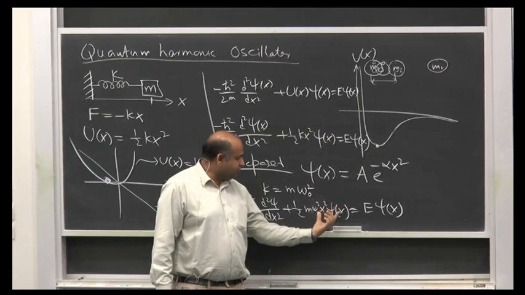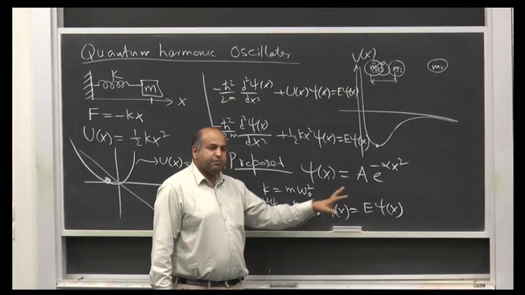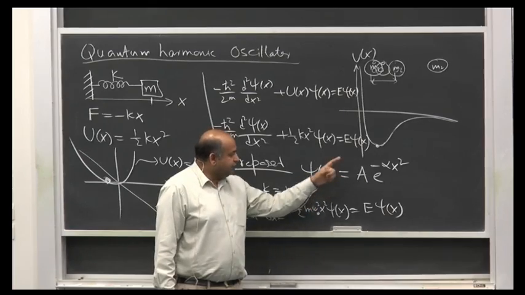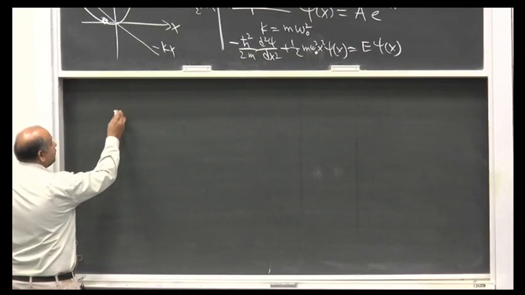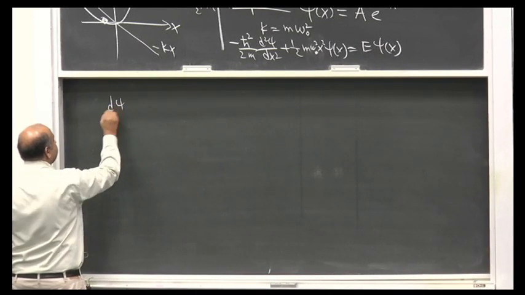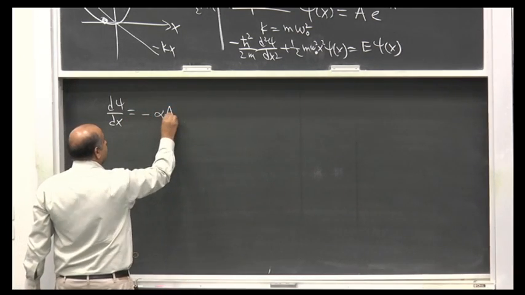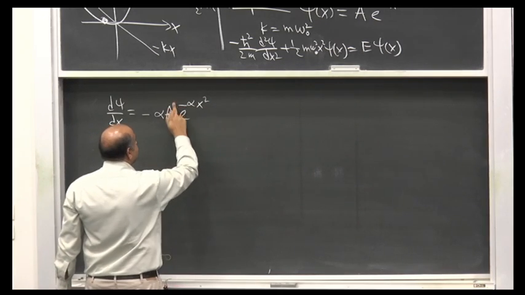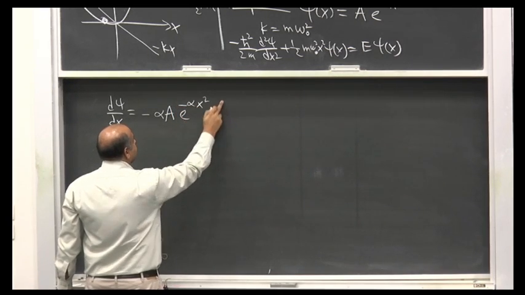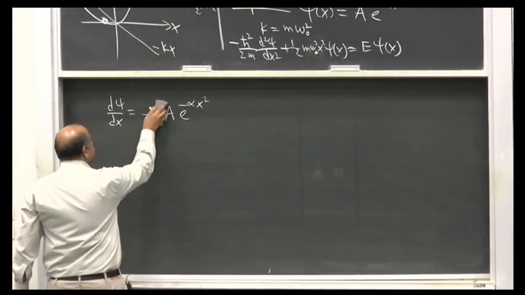So if this is a solution, what should happen? Right hand side should be equal to left hand side, and by matching those sides we can find the values of these constants. So let's put psi in here. For that, first let me find its derivative. d psi by dx is minus alpha a, minus alpha x square, and then we need its derivative. So let's do it here.